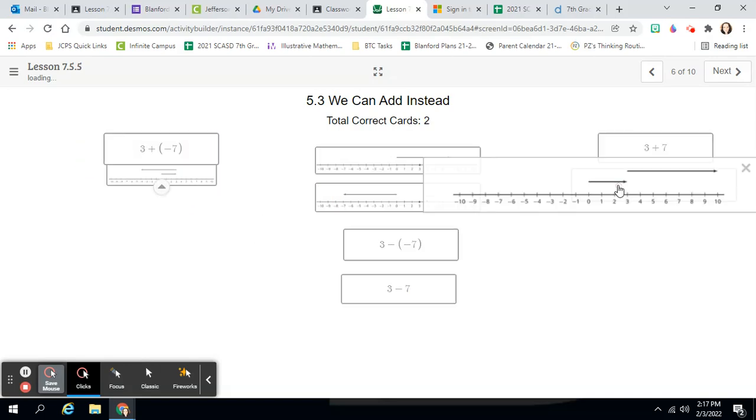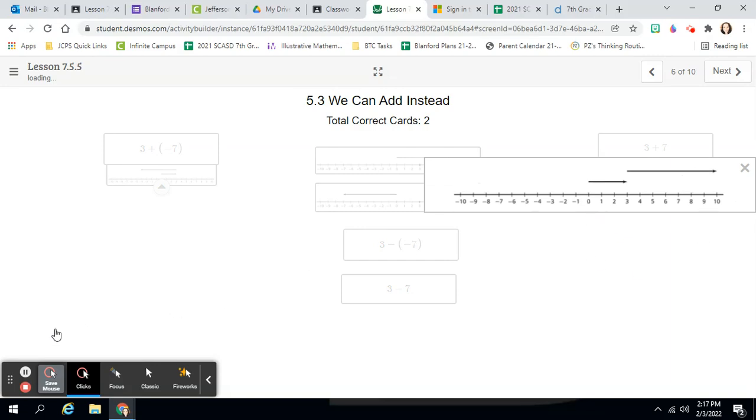Okay. And likewise on this one, it's showing that we're starting with +3. And to that, we're adding on +7. So this arrow is a length of 7 and it's going towards the positives. So I know that those match up.